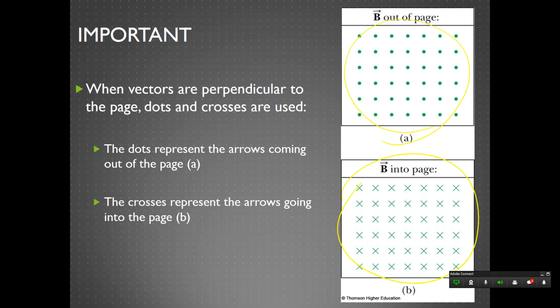And X's are going to be what vectors look like going into your page. And the way I like to remember this is by looking at what an arrow might look like if it's coming towards you or going away from you. If an arrow, like a bow and arrow, is being pointed towards you, you're going to see the pointy end, and it's going to look like just a dot. Whereas if an arrow is going away from you, you see the feathers in the tail end of the arrow, and so it looks like an X. That's how I like to remember it. Use whatever device you like, but we need to know that convention, okay? Just that vectors are represented this way.